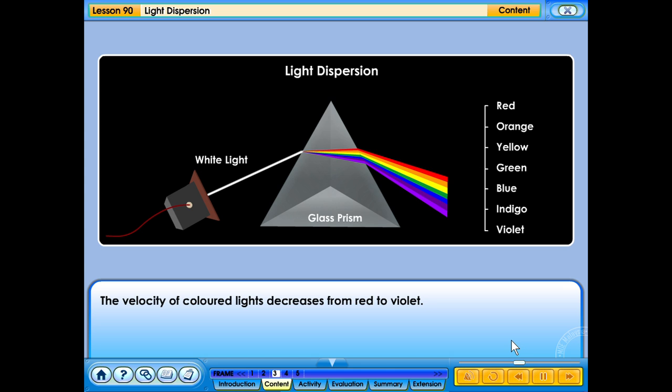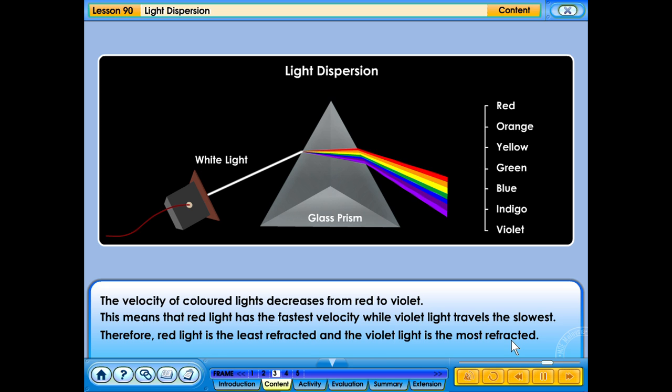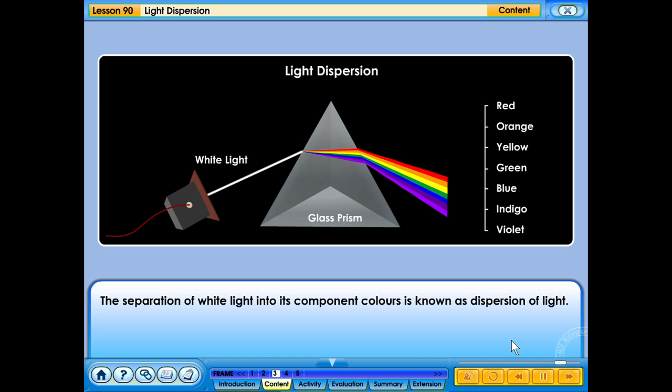The velocity of colored light decreases from red to violet. This means that red light has the fastest velocity while violet light travels the slowest. Therefore, red light is the least refracted and the violet light is the most refracted. The separation of white light into its component colors is known as dispersion of light. This is how we get the spectrum of light.